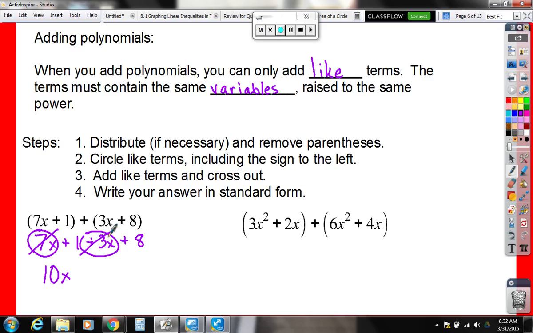Okay, now I go to my next available term, which is plus 1. The other constant is plus 8. So I add those together, and I get plus 9. Is that in standard form? Yes. We have an exponent of 1 here and technically an exponent of 0 here, so we're good. Okay, let's take a look at the next one.